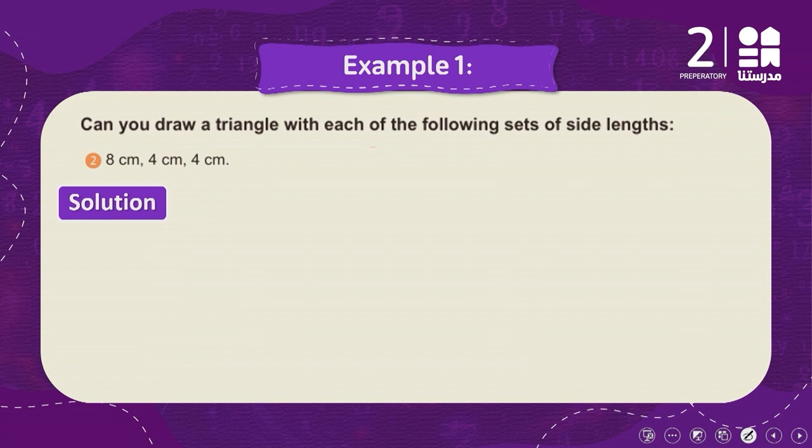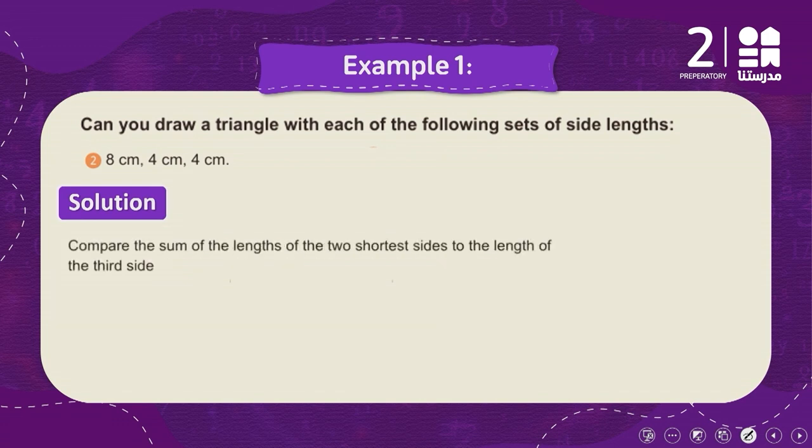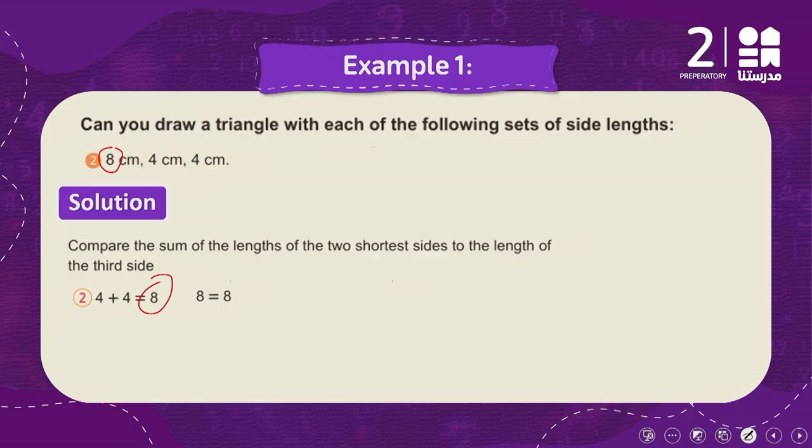8, 4, and 4. Let's take the shortest two, add them. 4 plus 4 is 8. Now, this sum is equal to the third one. Can you draw a triangle using these sides? How? Take the longest one, which is 8, draw it here. Can you draw 4 and 4? It will not be closed.